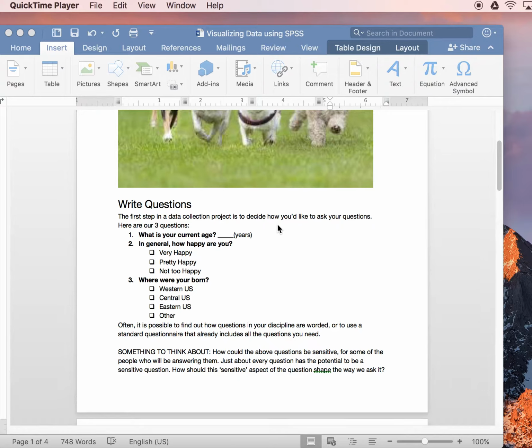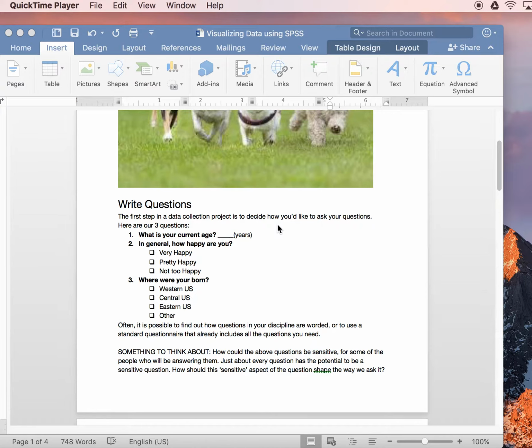Part of the early part of any research project is to decide what kind of questions you want to ask. And we're going to ask 3 questions today. I picked these specifically so that we would have the 3 different levels of measurement: scale, ordinal, and nominal. And so we're going to ask, what is your current age? And then there's a little blank for people to fill in with a number of years.